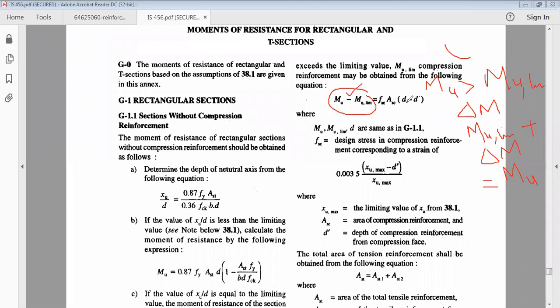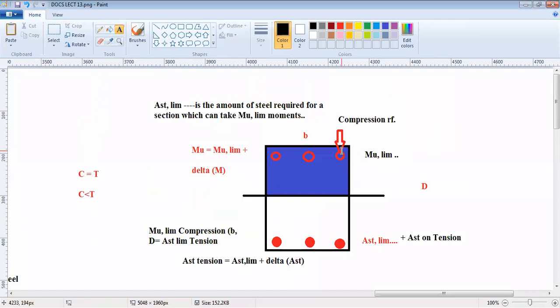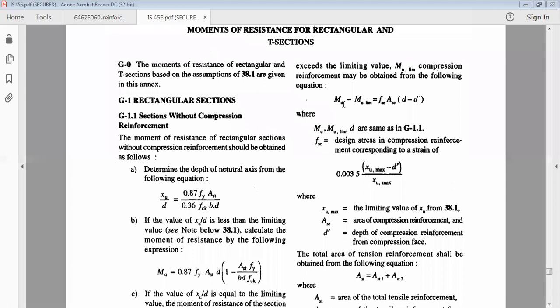Now, what is that delta M about? I just showed this to you. This delta M is the compression reinforcement that you are providing. Corresponding to delta M, you are providing the compression reinforcement, which is the additional reinforcement you need. So as per the code, this is how you provide the compression reinforcement.